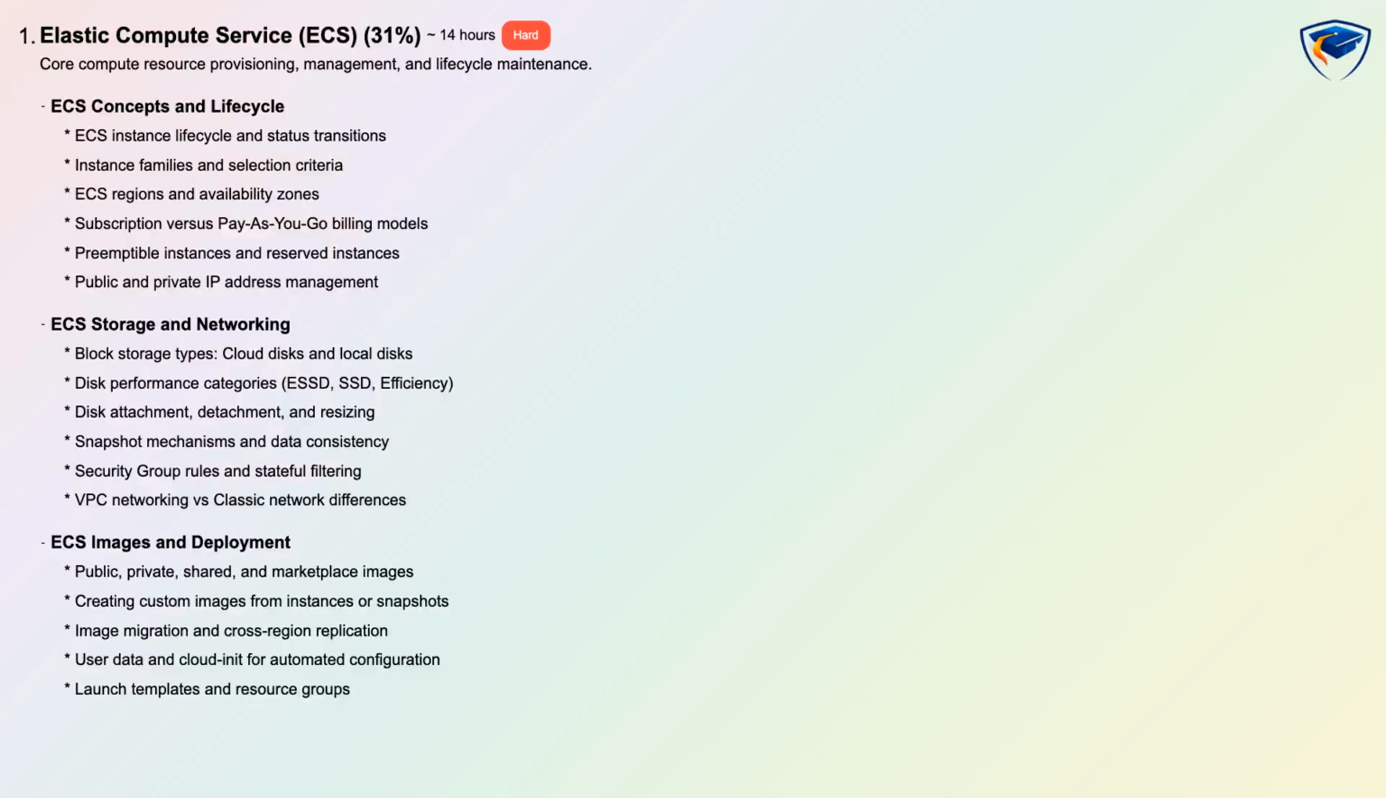Let's start with Elastic Compute Service, or ECS, which covers core compute resource provisioning, management, and lifecycle maintenance. You'll learn about ECS instance lifecycle and status transitions, instance families and selection criteria, ECS regions and availability zones, subscription versus pay-as-you-go billing models, preemptible instances and reserved instances, and public and private IP address management.